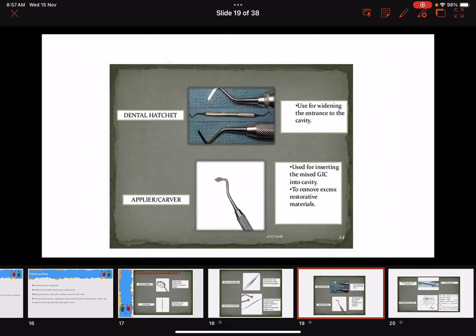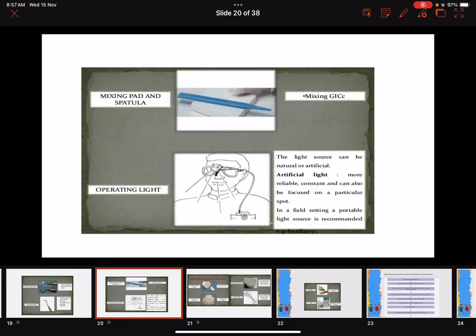The dental hatchet is used for widening the entrance to the cavity. It is a very important instrument when it comes to ART. The applier or carver is used for inserting the mixed GIC into the cavity, and also, an important aspect, to remove excess restorative material. Mixing pad and spatula are included for mixing GICs.